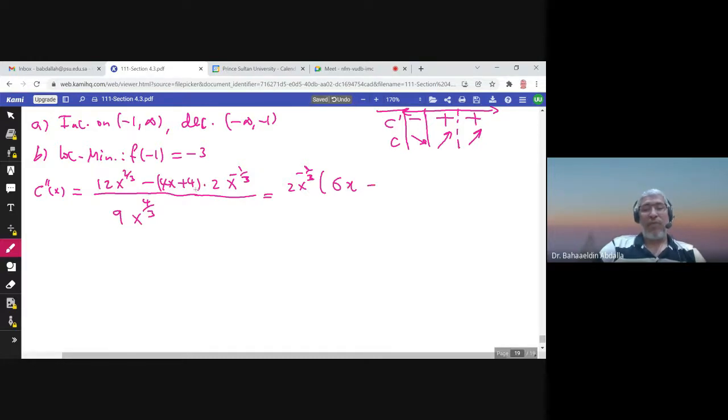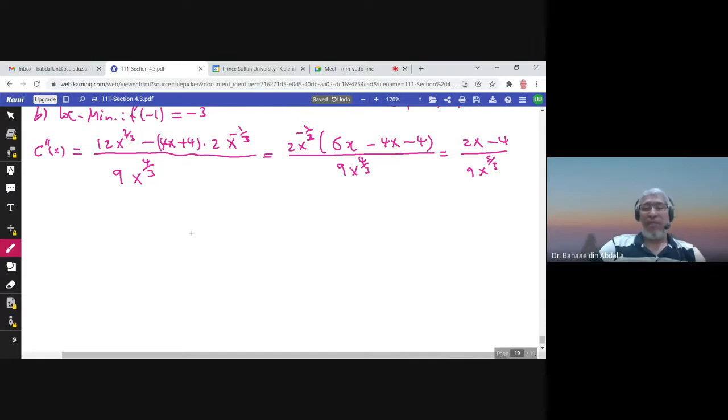minus 4x plus 4. Multiply the minus by the two terms. So I have minus 4x minus 4 over 9x to the power 4 over 3. Well, bring x to the power 1 over 3 down. 4 over 3 plus 1 over 3, it would be 5 over 3. And here I have 2x minus 4. So c double prime is 0 when x is 2. 2x minus 4 equals 0, 2x equals 4, x equals 2.